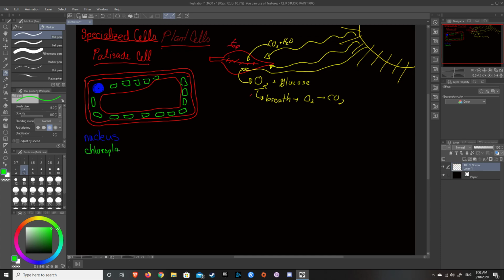Chloroplasts. And what they do is these are the cells that absorb the sunlight, and basically allow the plant to have the energy to convert CO2 into O2. So chloroplasts absorb the sunlight. We've got the nucleus, chloroplast.